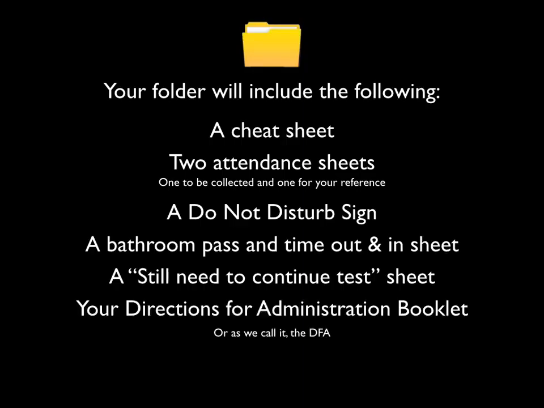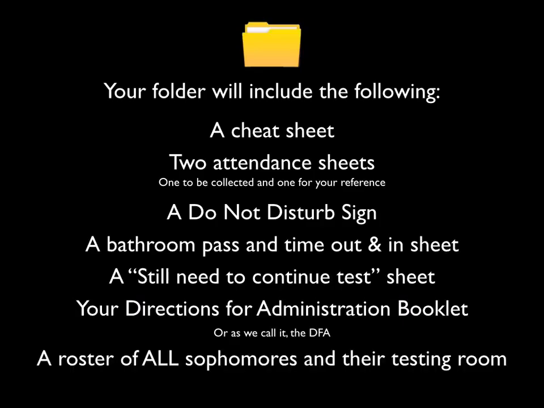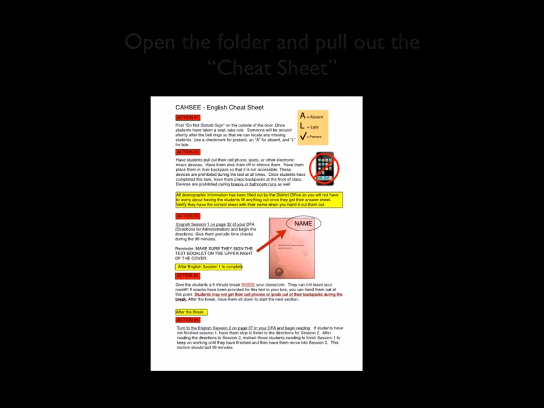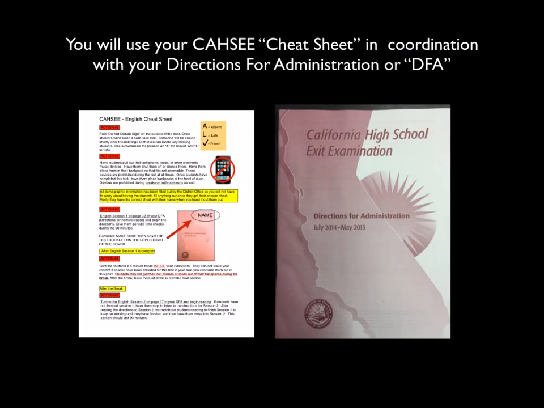Your directions for administration booklet, or as we like to call it, the DFA, a roster of all sophomores and their testing room. This list will be handy when a sophomore who should be in another room shows up in yours instead. Let's go back and look at the cheat sheet. Everything you will need to do is spelled out in 10 action steps using this document. You will use your CAHSEE cheat sheet in coordination with your directions for administration or DFA.